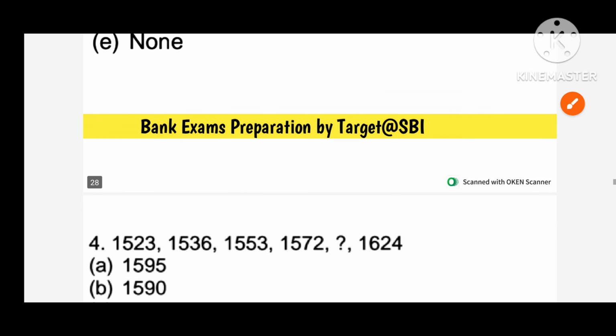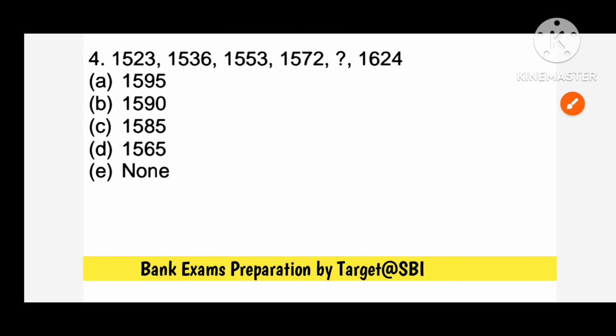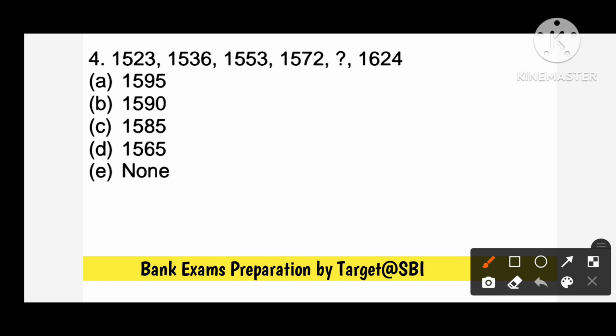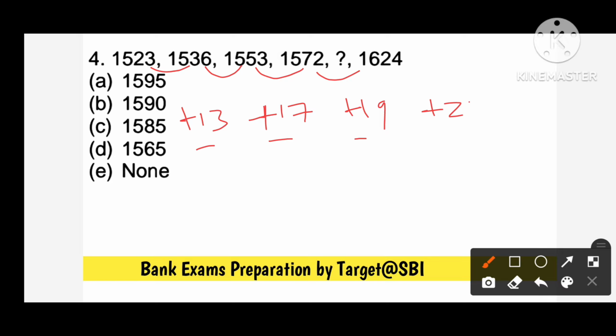Next, question number 4. In question number 4, here we see a difference of plus 13. Difference between these two is plus 17. Difference between these two, plus 19. So 13, 17, 19. So the next one must be plus 23. So 1572 plus 23, which will be 1595. So option A is the answer.